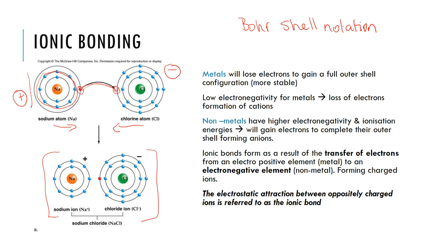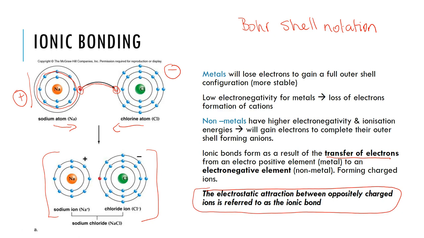Our main thing for ionic bonding is remembering that every ionic bond forms as a result of transfer of electrons. Okay, there is an actual movement of electrons from one atom to the other atom. So the neutral metal becomes positive and the neutral non-metal will become negative because they're changing the number of electrons that they have. Okay, so when we define it, an ionic bond is the electrostatic attraction between oppositely charged ions.